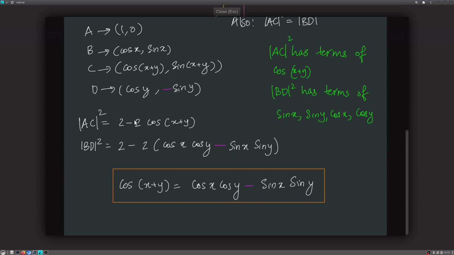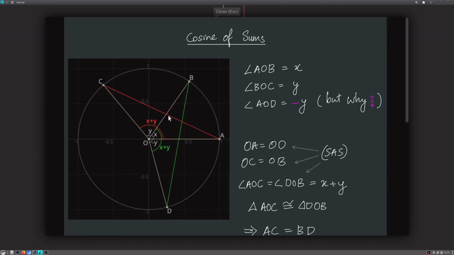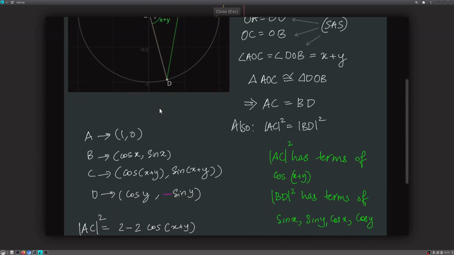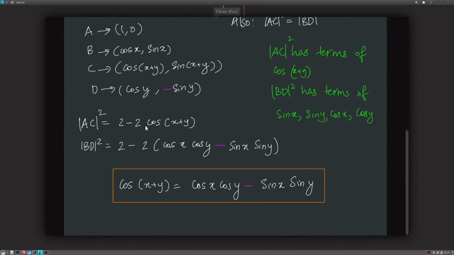So if we compare these two sides, we know that these two are the same based on the fact that these two are congruent triangles and the length squares are the same. So now we can say that these two terms are the same, and if we subtract 2 from both sides and divide by minus 2, then we get this expression. This is the final expression: cos(X plus Y) equals cos X cos Y minus sin X sin Y.